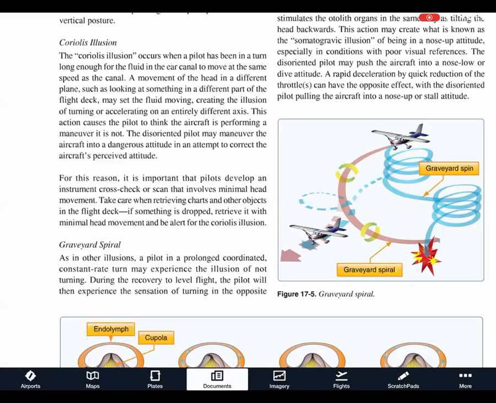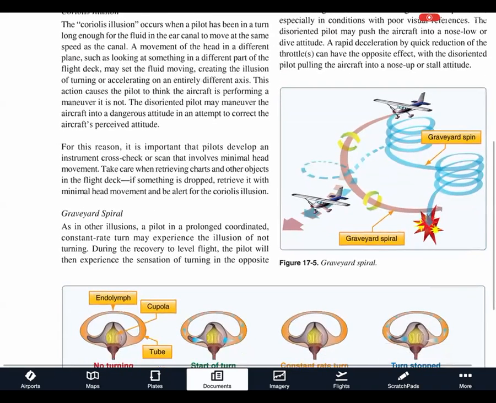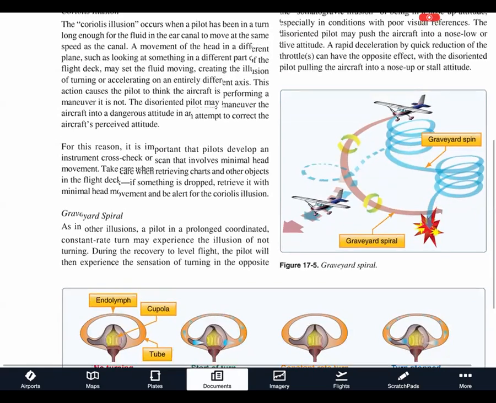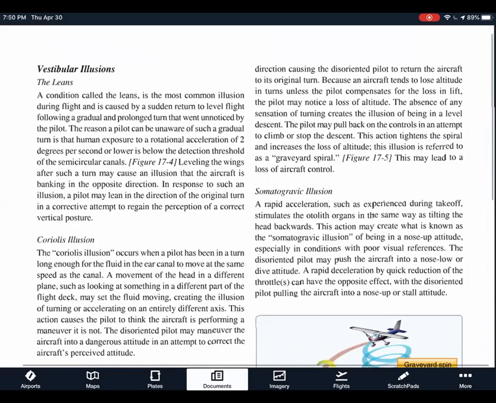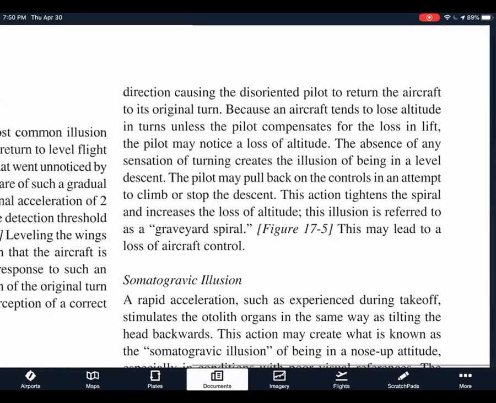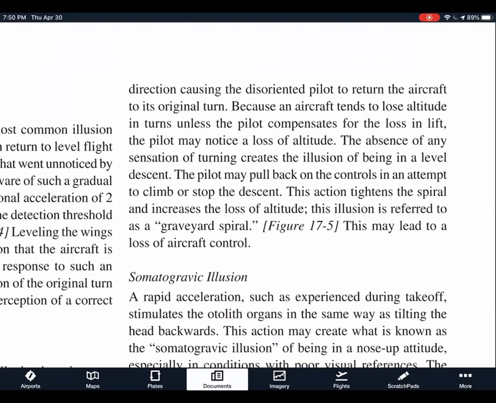So let's just read through it. A pilot in a prolonged coordinated constant rate turn, same thing as the leans, may experience the illusion of not turning. So then when they recover to level flight, for whatever reason, they realize they deviated on their heading. They're just doing it by feel. The pilot will then experience the sensation of turning in the opposite direction, causing the disoriented pilot to return the aircraft to its original turn. Now that may or may not happen, but oftentimes if it does, then because an aircraft tends to lose altitude in those turns, unless the pilot compensates for the loss of lift, the pilot may notice a loss of altitude.